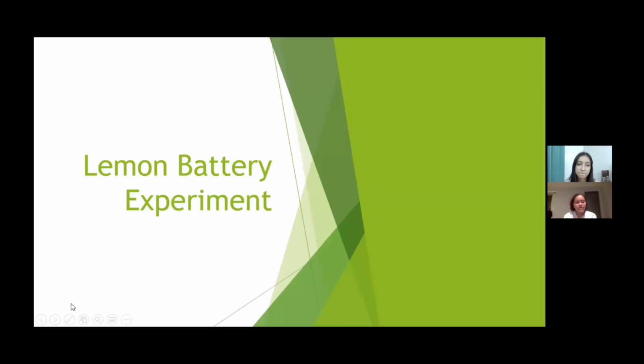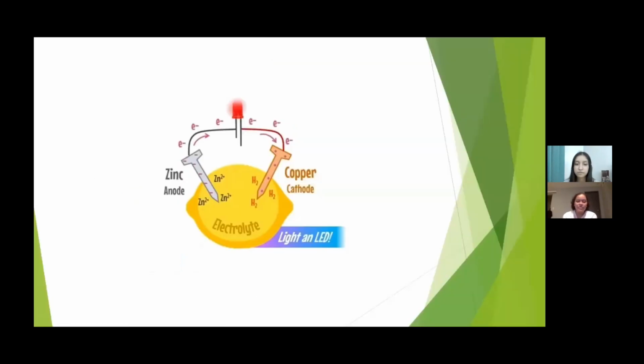So now let's talk about the experiment. As you already may know, in the lemon battery we use zinc nails that act as the anode, the negative part, and the copper acts as the cathode. Those are the positive parts, since it attracts electrons produced by the reaction between zinc and the lemon citric acid, which acts as the electrolyte.